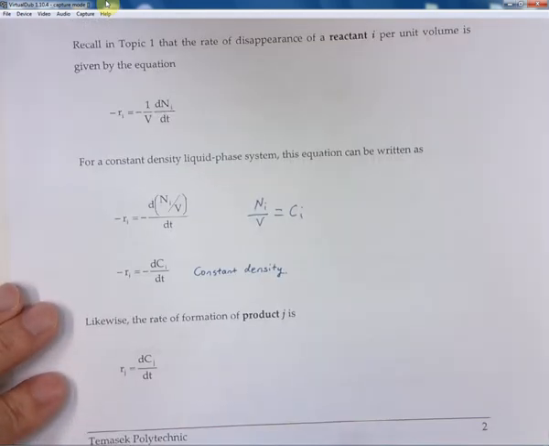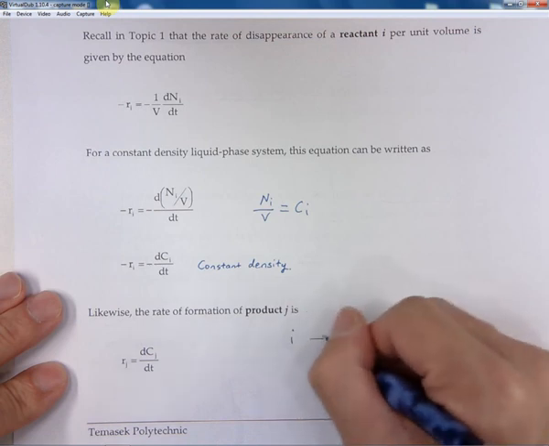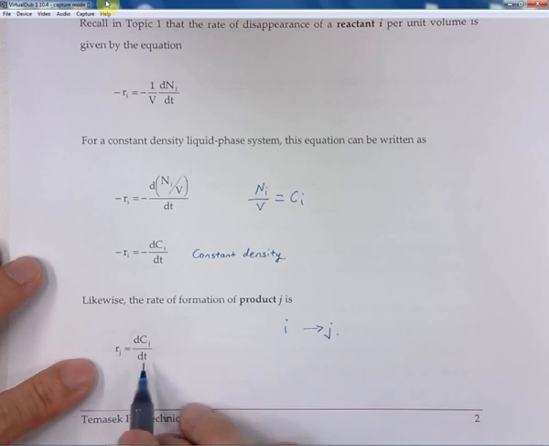And the formation of J is as follows. This is talking about I changing to J. Okay, so the formation of J is the change in concentration of J per unit time.